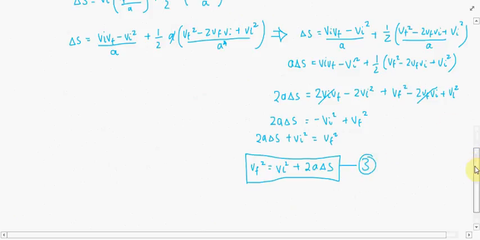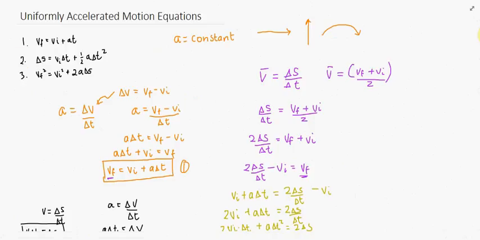Okay, so if I take you all the way to the top, notice that we have derived all three equations. What is really important about all of these is that they each have something that the other two don't have, right?